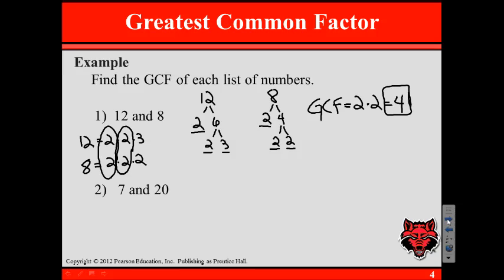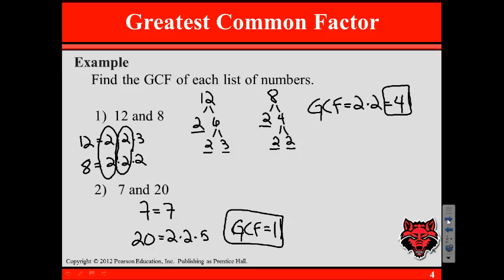Let's try the same thing with the next example. Again, you can make factor trees with each of these numbers. I'm going to skip that step because you should know how to do that by now. So starting with 7, 7 is a prime number, so 7 is its own prime factorization. So we just say 7 equals 7. 20, we can break that down to be 2 times 2 times 5, again using a factor tree. When we look at each product of prime factors, they have no factors in common. So with 20 and 7, we would say the GCF is 1 because they have nothing in common.